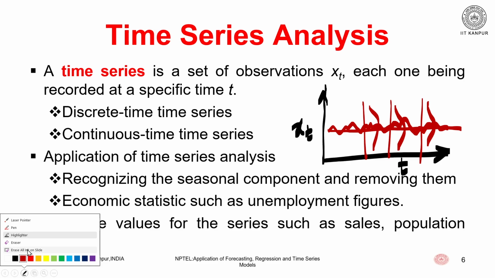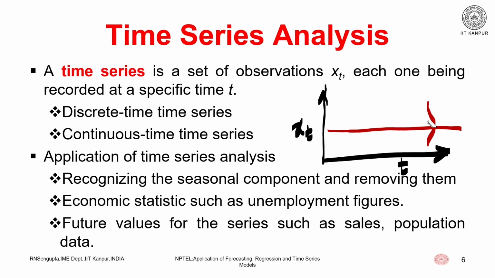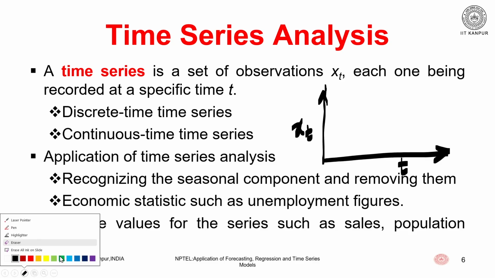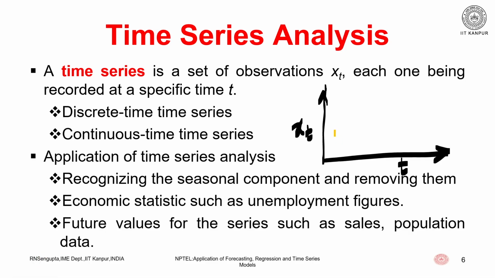Now, if I consider the second case, I will use a different color. Say, for example, I use the orange one. Here the time series is like this. I am trying to plot the continuous one. In the discrete case also it will be the same.